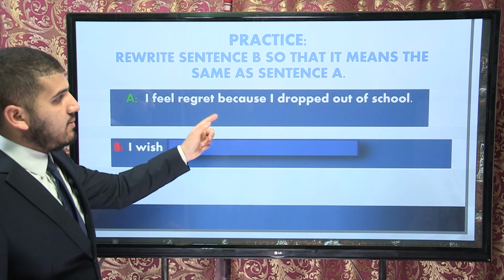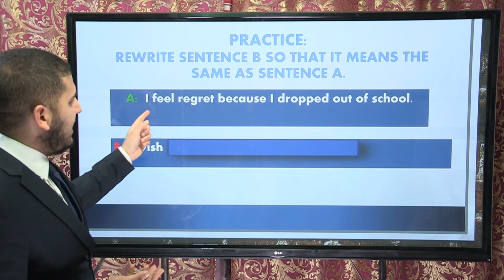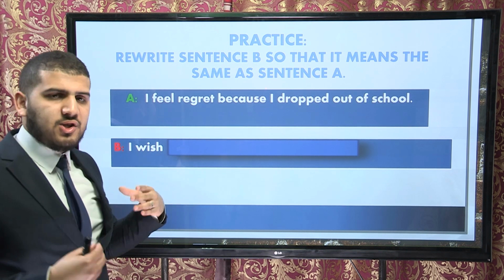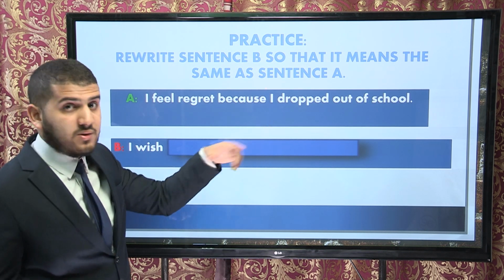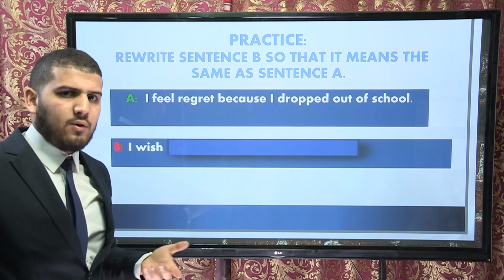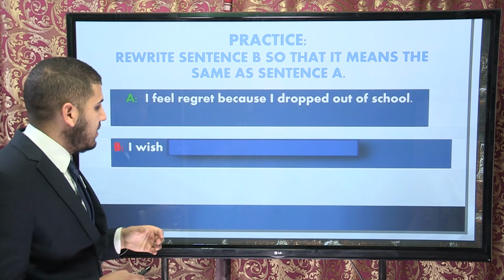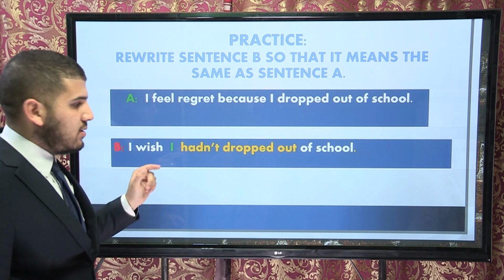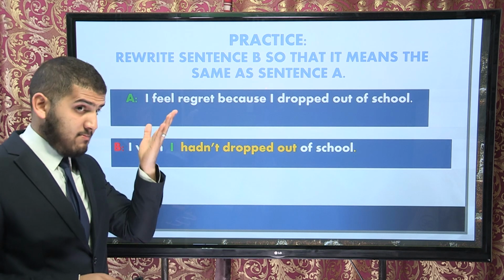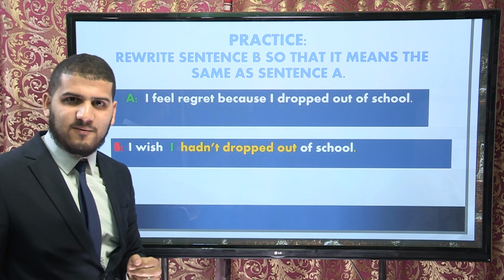I feel regret because I dropped out of school. What is the tense of the sentence? So the person is expressing regret in the past because he says, I dropped out of school. So it is the past simple. Therefore, we are going to use I wish to express a regret in the past. So he would say, I wish I hadn't dropped out of school. So this is expressing regret in the past, and the rule says, I wish plus subject plus past perfect.